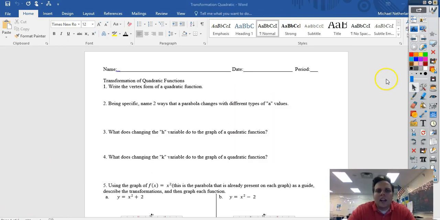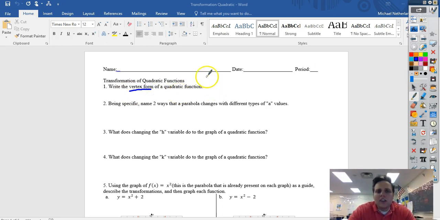Hey guys, we're going to go over transforming quadratic functions. Quadratic functions are our next topic that we're going to focus a lot on. You should have this packet out in front of you. It should have been given to you by the sub. Quadratic functions have a couple different ways that you can write their forms down, but for today, we're going to focus on what is called the vertex form.